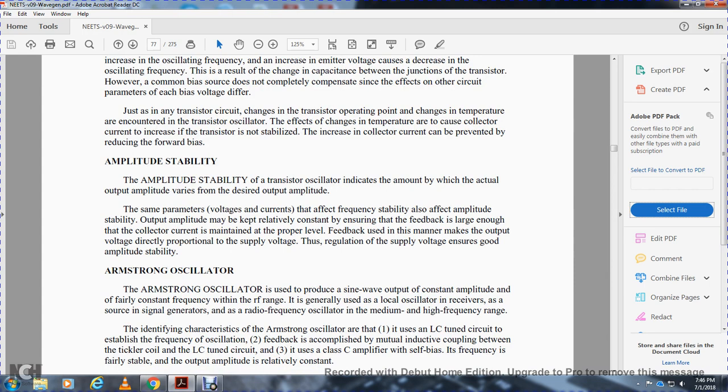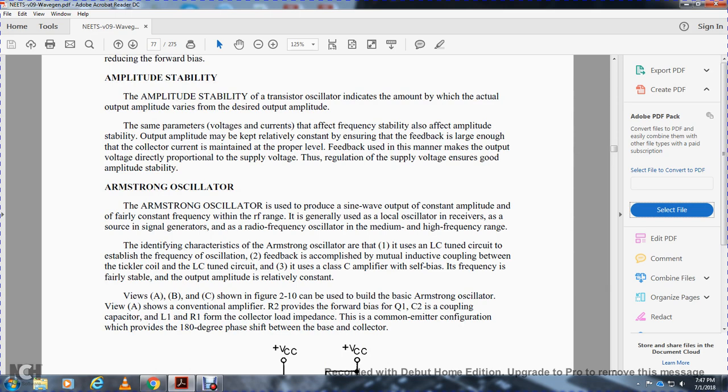Amplitude stability of the transistor oscillator indicates the amount by which the actual output amplitude varies from the desired output amplitude. The same parameters, voltage and current, that affect frequency stability also affect amplitude stability. Output amplitude may be kept relatively constant by ensuring the feedback is large enough and the collector current is maintained at the proper level of feedback. This makes the output voltage directly proportional to the supply voltage. Regulation of the supply voltage ensures good amplitude stability.